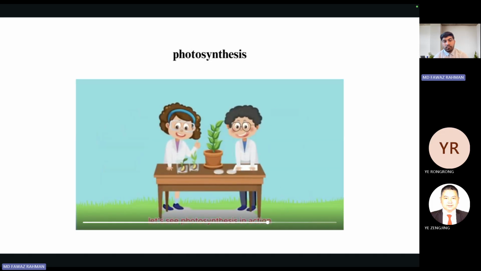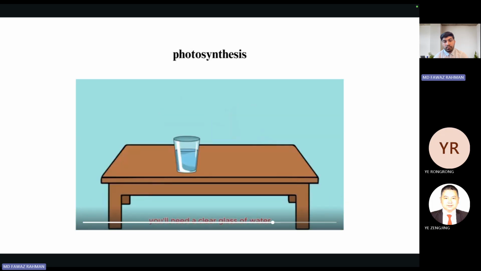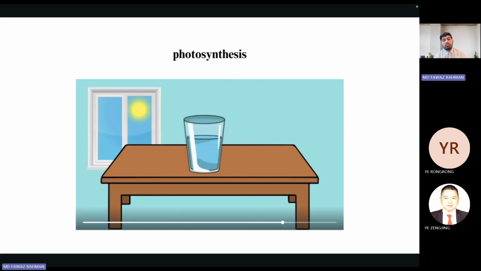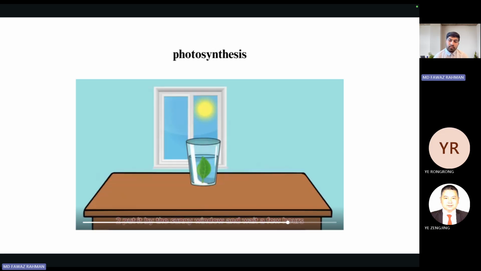Let's see photosynthesis in action with a simple experiment. You'll need a clear glass of water, a leafy green plant like spinach or any leaf you find, and a sunny window. 1. Fill the glass with water and place the leaf in it. 2. Put it by the sunny window and wait a few hours. 3. Check back later and look for tiny bubbles. Those bubbles are oxygen, made by the leaf through photosynthesis.